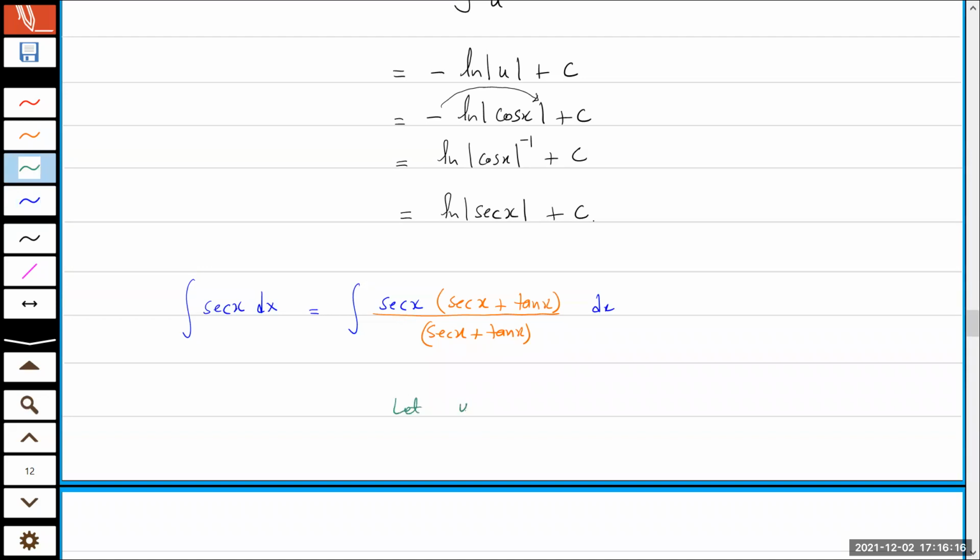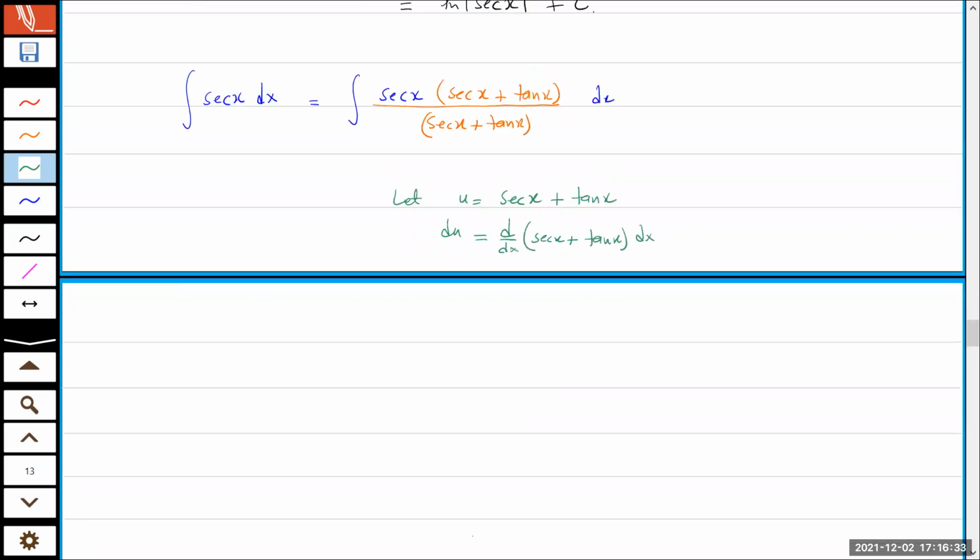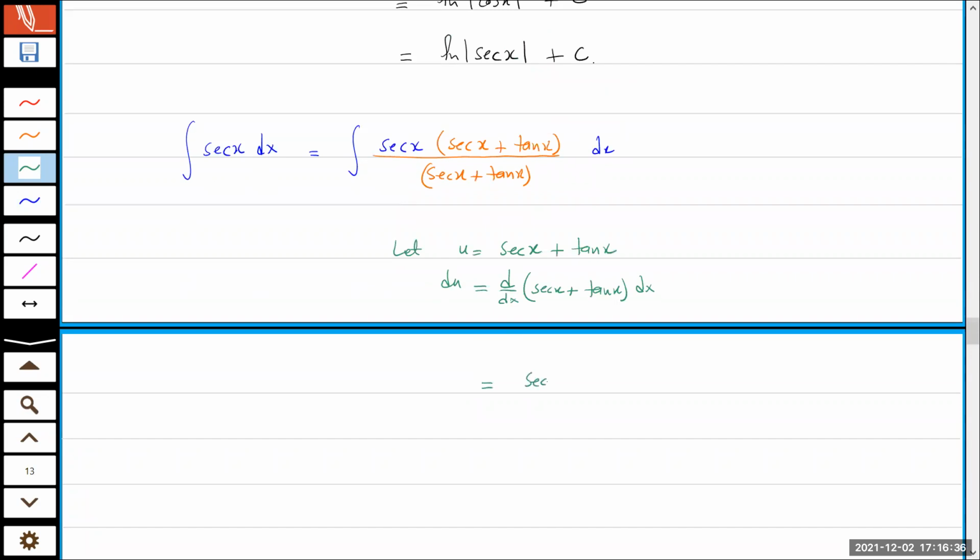So let u equal secant x plus tangent x. du would be equal to the derivative of secant x plus tan x times dx. The derivative of secant x is secant times tan. The derivative of tan is secant squared. And then we have dx in the end. If I factor out one secant, I get secant x plus tan x inside the bracket times dx. You see, this is exactly our numerator.